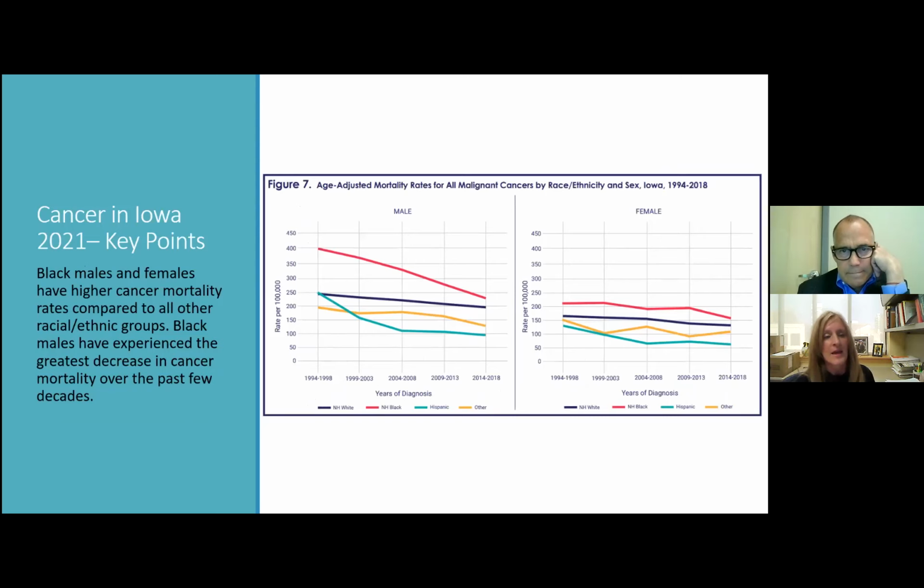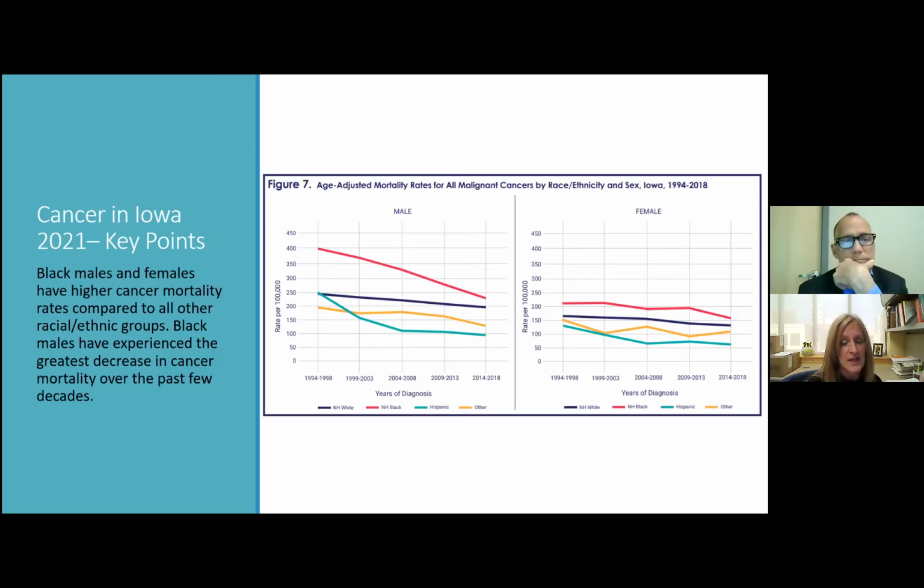Okay, and then the last key point that I wanted to touch on looks at males versus the females. And in the males, what we want to look at is the fact that the non-Hispanic Black population has much higher rates than the other population groups. And if you really look there at 1994 to 1998, their rate was almost 400 per 100,000 population compared to the white rate of 250. So there was quite a drastic gap there.